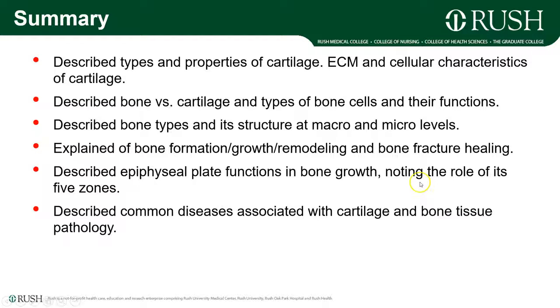So to summarize what we have discussed, we discussed the different types of extracellular matrices of cartilage and the cellular characteristics within. We looked at the bone and cartilage differences, the types of bone cells, types of bones, and structure of bone at the macro and micro level. We also discussed bone formation, growth, and repair. And we looked at longitudinal bone growth at the epiphyseal growth plate and how it is seen in 5 clearly demarcated zones within the growth plate. We also described some common diseases which are associated with cartilage and bone.